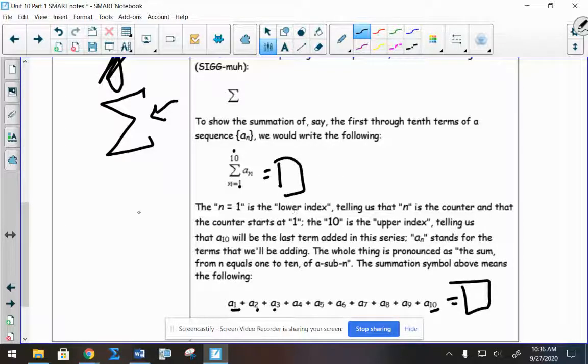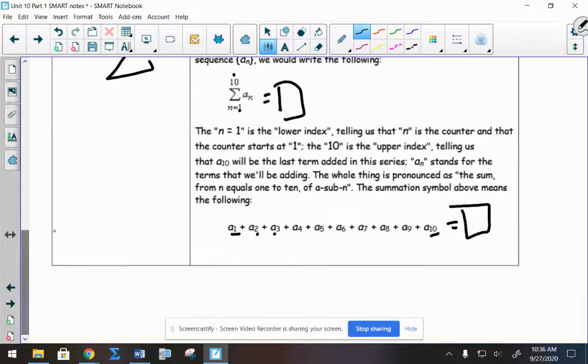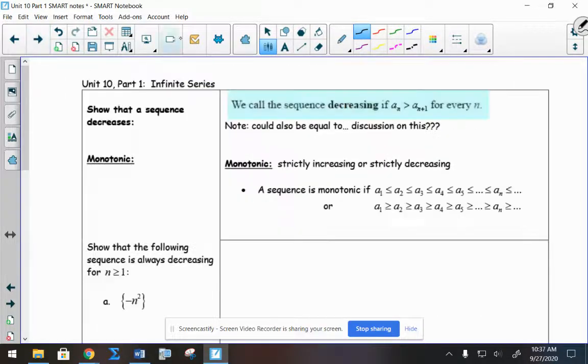Let's get a different color. Okay, so a lot of times we want to show that a sequence is decreasing in value because we're going to need that in order to show some converging things. So to show that we're decreasing is to show that the next term is less than, you could say less than or equal to technically, but less than the previous term.